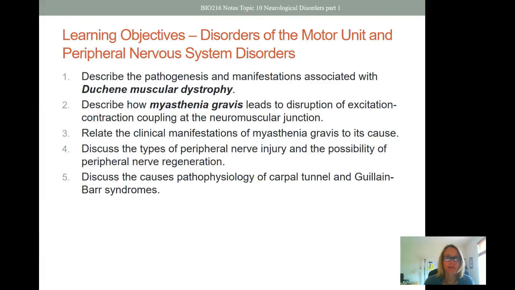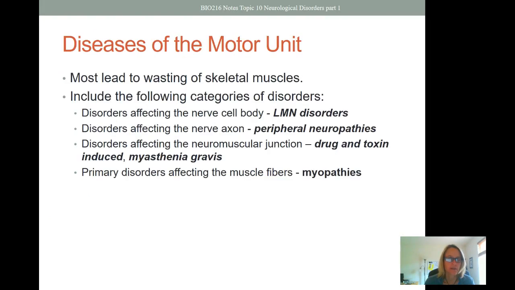Okay, next we're going to talk about disorders of the motor unit and peripheral nervous system disorders. So diseases of the motor unit, most of these lead to wasting of the skeletal muscle. These include lower motor neuron lesions or disorders, disorders that affect the nerve axon. These are called peripheral neuropathies. Disorders that affect the neuromuscular junction, such as drug and toxin-induced disorders and myasthenia gravis, and then disorders that affect the muscle fibers, and these are called myopathies.